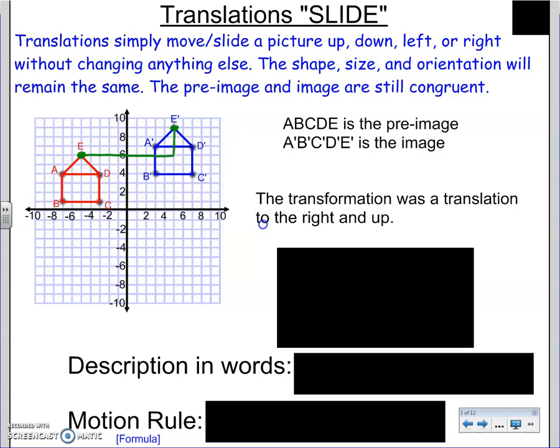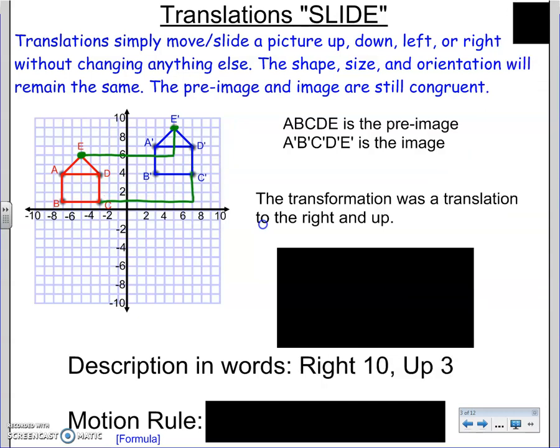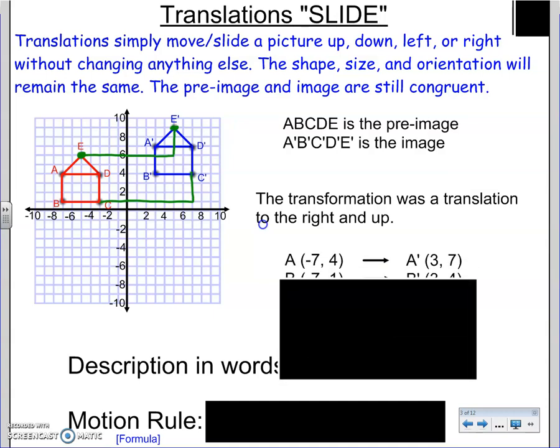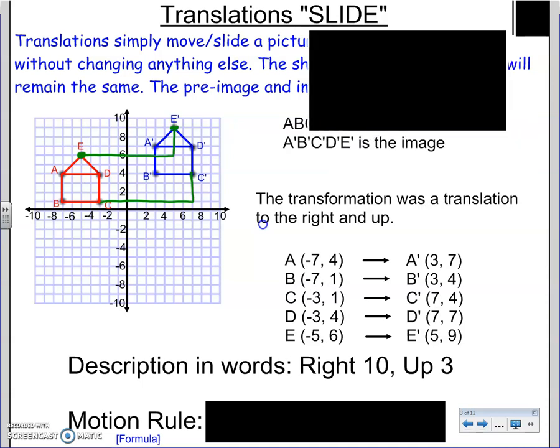I'll try C to C prime. Right 10, 1, 2, 3, 4, 5, 6, 7, 8, 9, 10, up 1, 2, 3. Alright, that works for all the points. I could actually drag this across, and that should be true. For B, notice if I move this, that is right 10, up 3. If I use A, right 10, up 3. If I do for D, right 10, up 3. Alright, so that's the description in words. And actually, if you want to use a picture and try to find all the points, A is negative 7, 4. A prime is 3, 7, and so forth for all of them.